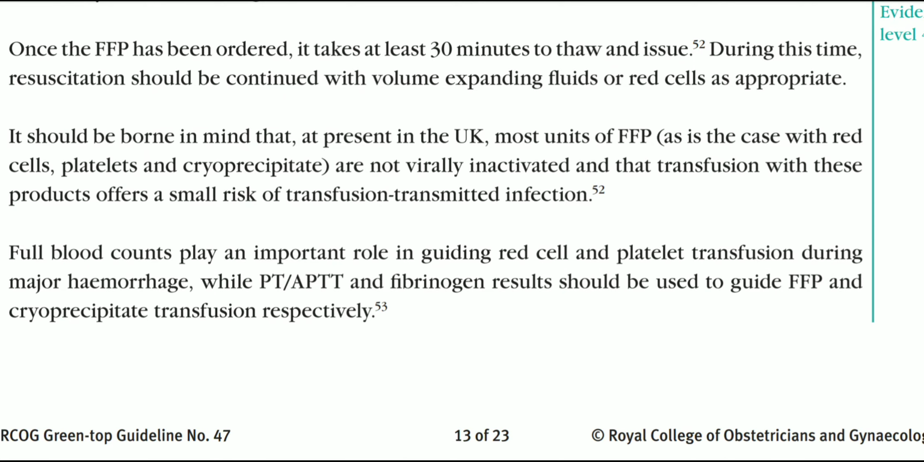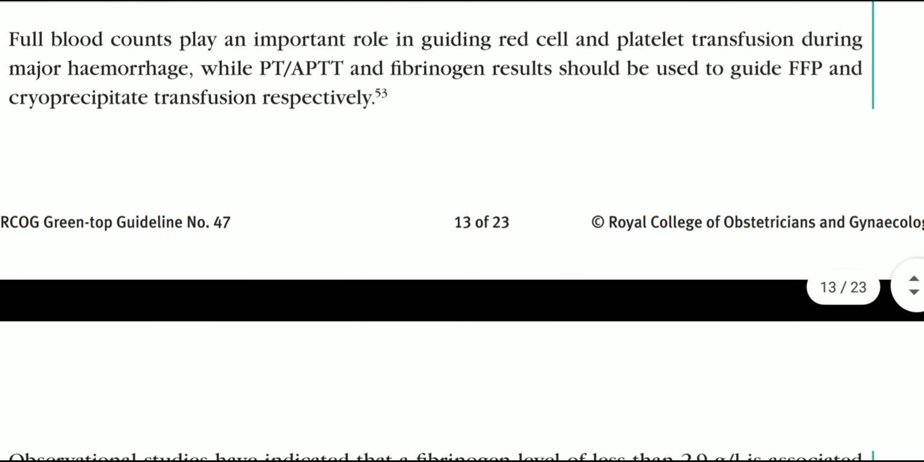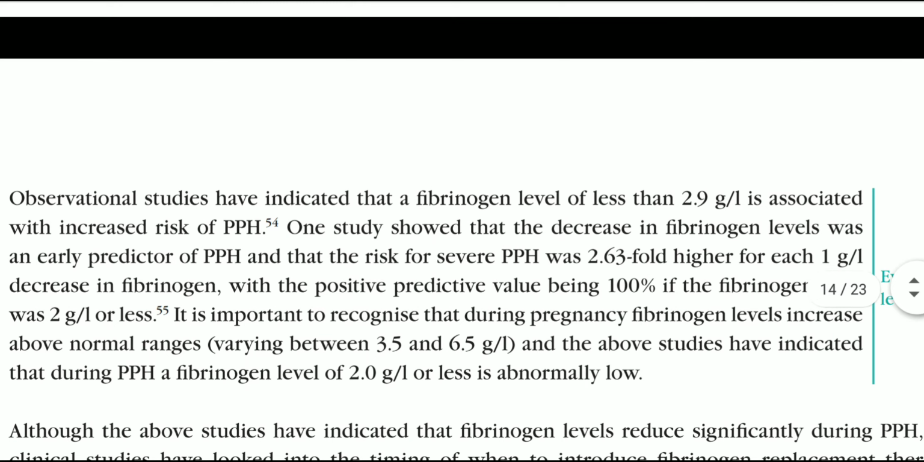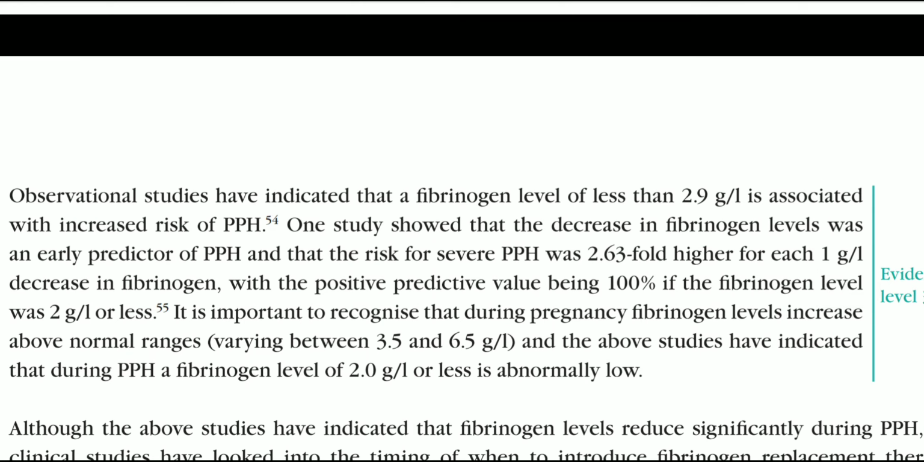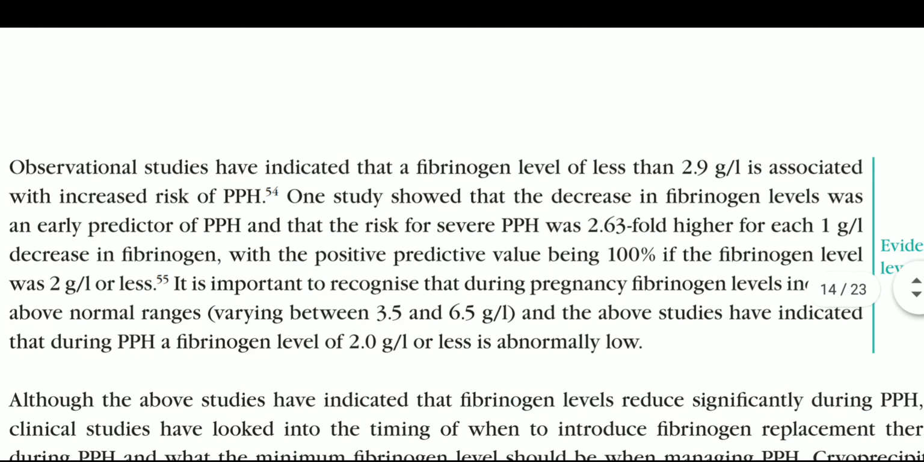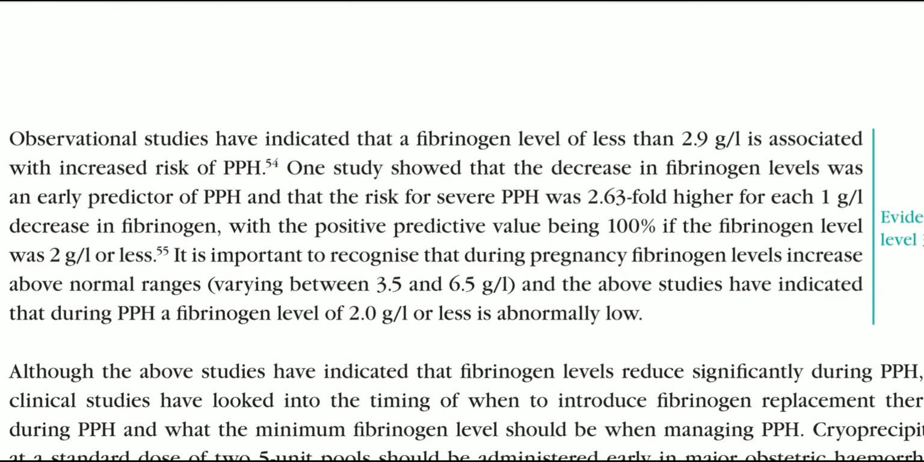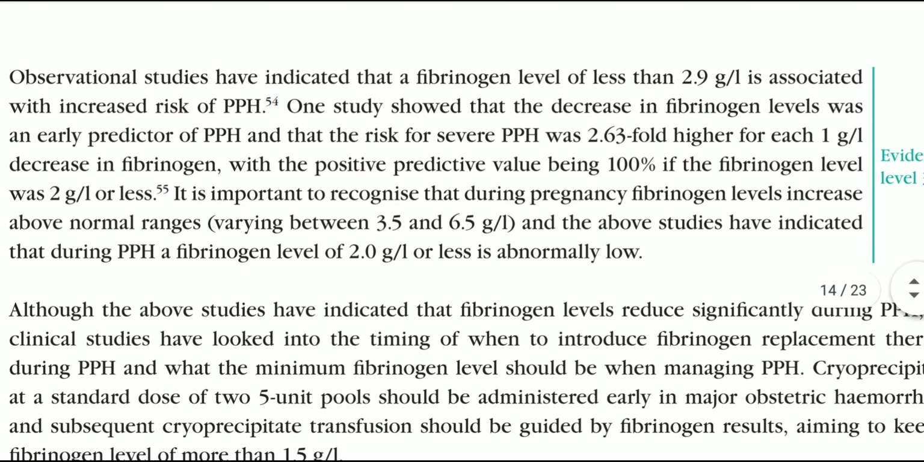Okay, blood tests to be done. A full blood count plays an important role in guiding red cell and platelet transfusion during major hemorrhage, while PT-APTT and fibrinogen level should be used to guide FFP and cryoprecipitate transfusion respectively. Observational studies have indicated that fibrinogen less than 2.9 g per liter is associated with increased risk of PPH, and one study showed that decrease in fibrinogen level was an early predictor of PPH, and that the risk of PPH was 2.63 fold higher for each 1 gram per liter decrease in fibrinogen.